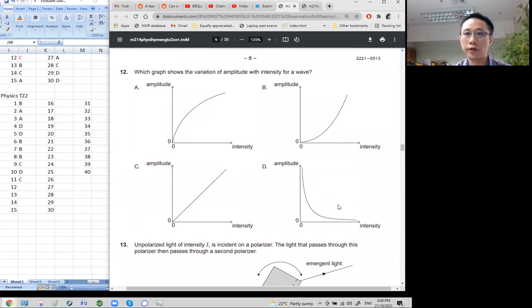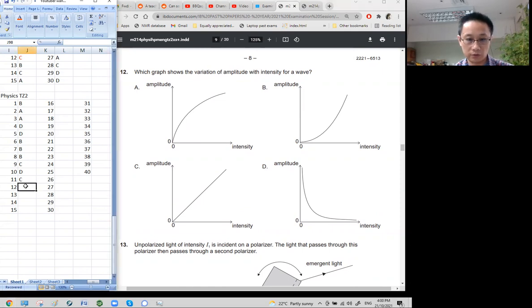Question 2, which graph shows the variation of amplitude with intensity? So it's just I directly proportional to amplitude squared. Simple facts, choice B.